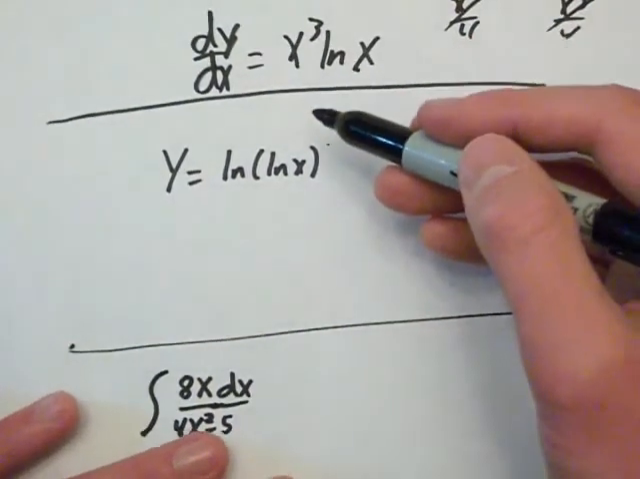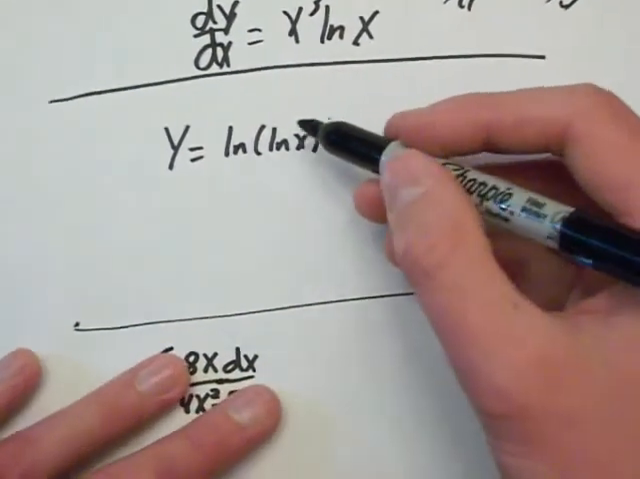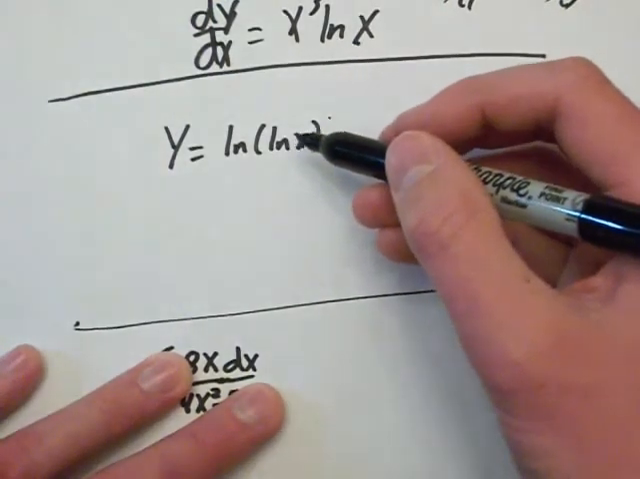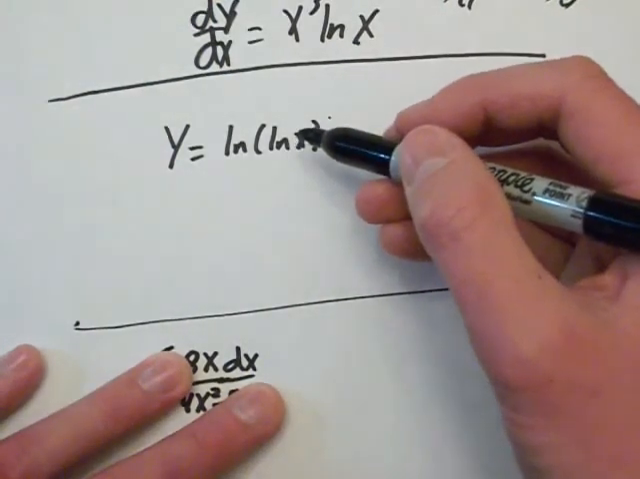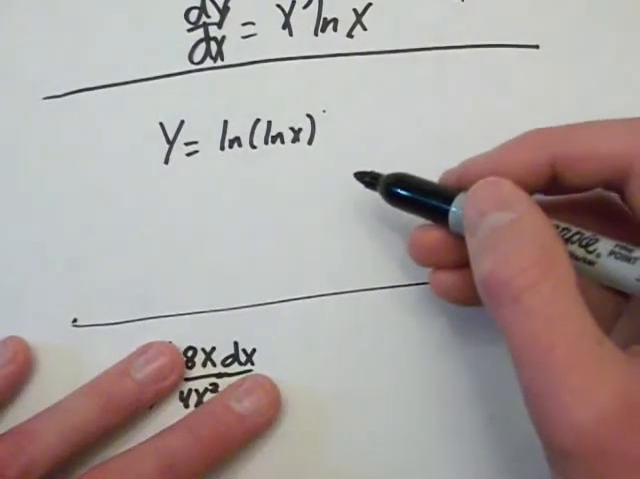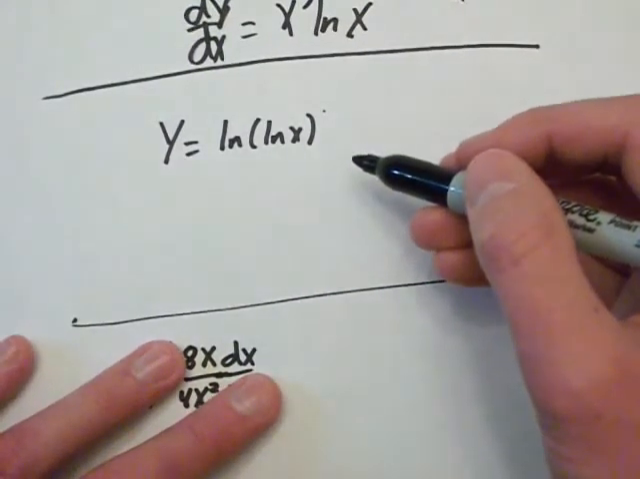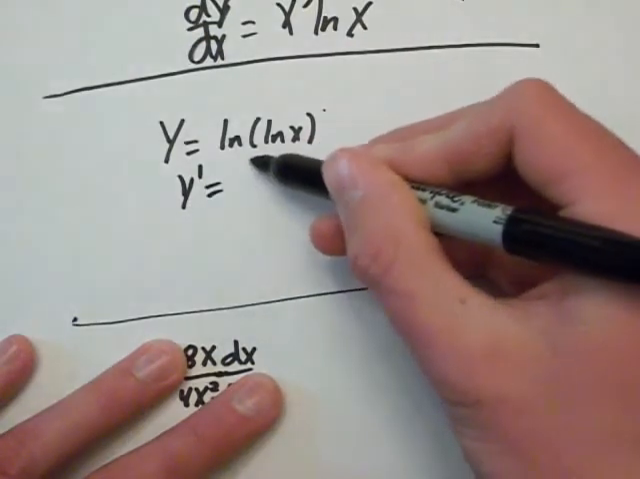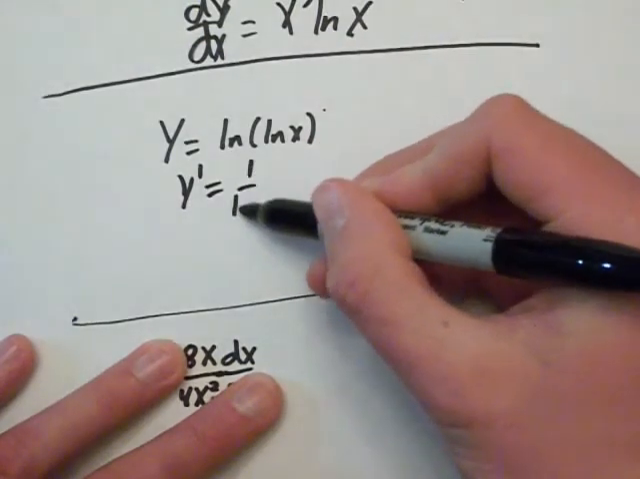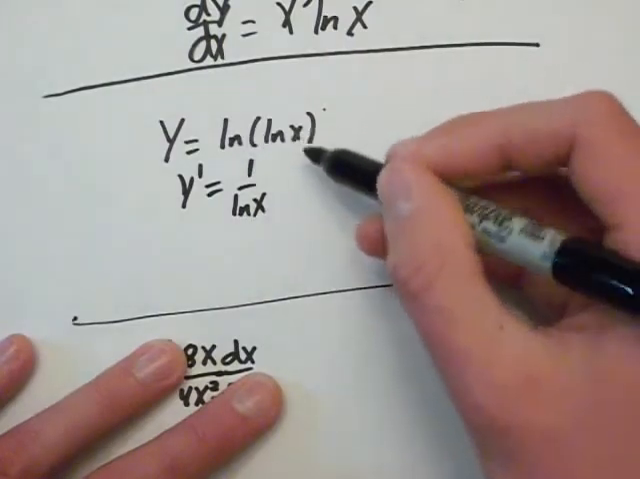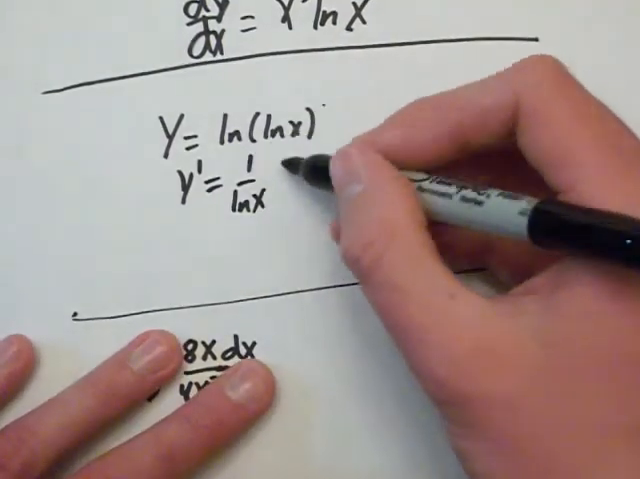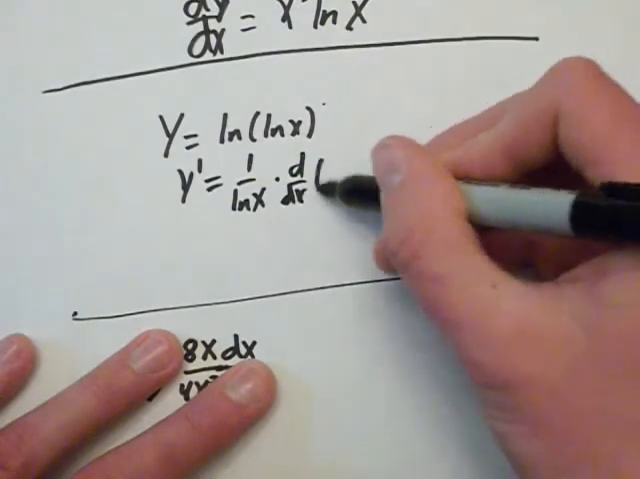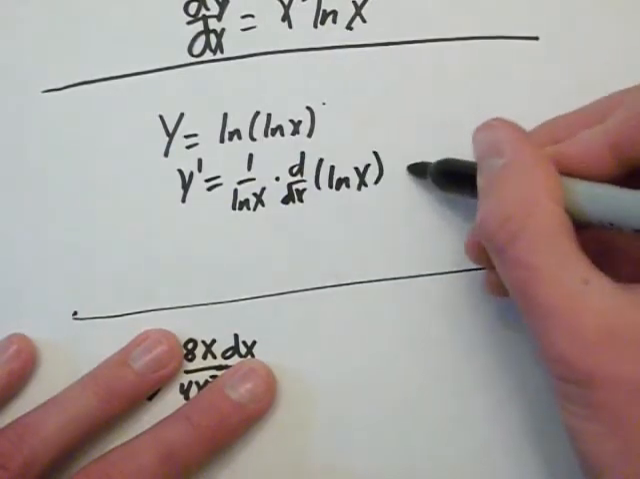y equals ln of ln of x. Now, this one might be a real problem for some of you who are weak at heart, but for those of you who are super scholars, you will know to dive right in. So, we're looking for y prime. y prime equals 1 over ln of x, times the derivative of the inside, because that's ln of x.